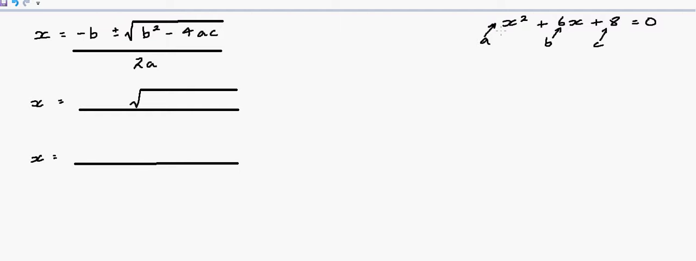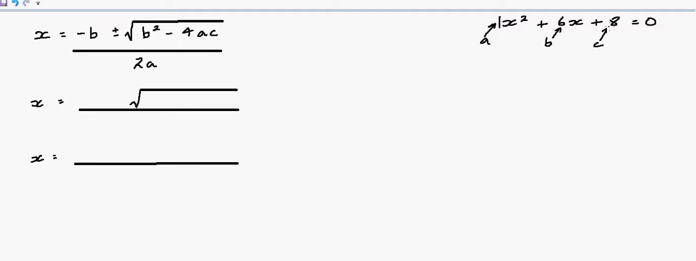Now, the x squared doesn't have a number in front of it, so we know it's 1x squared. Okay, so if it helps, write in 1. Okay, examiners don't mind. So if you've got x, it's 1x. If you've got x squared, it's 1x squared. So A is 1, B is 6, and C is 8.